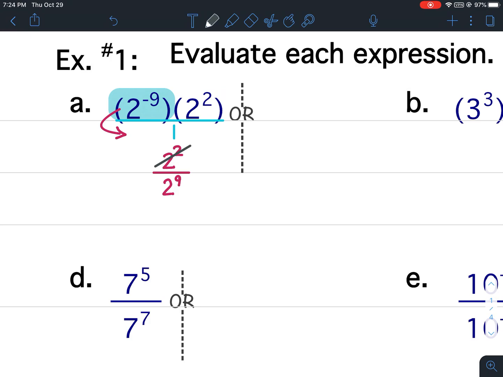So I'm going to completely cross that out. And the 9 on the bottom, well, 9 minus 2 is 7. Now, notice how there's nothing on top? When you cancel everything out in the numerator, you have to put a 1. So if I rewrite this, it would look like 1 over 2 to the 7th.